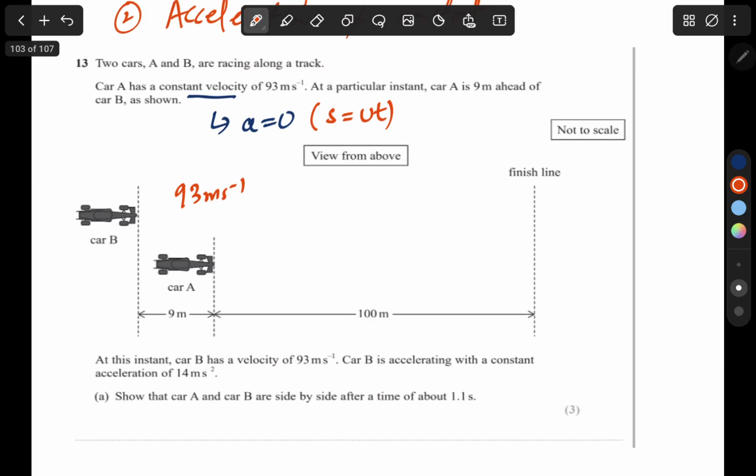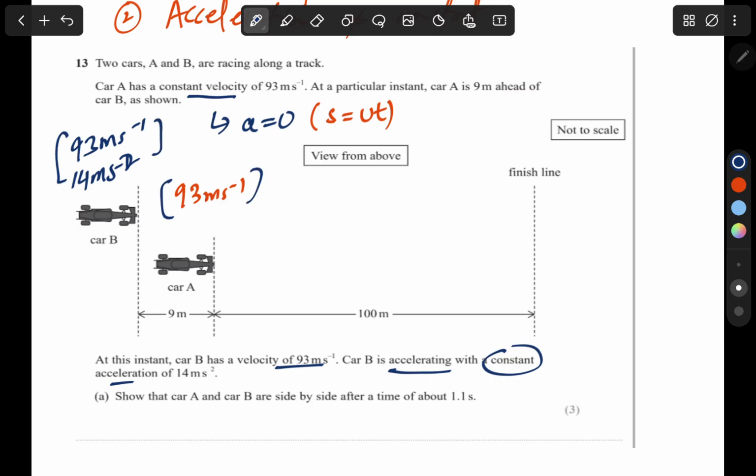Okay, the next thing you have to be careful with is that at an instant car B has a velocity of 93 meters per second also. Car B is accelerating with a constant acceleration, which means you can use the equations of motion for constant acceleration, 14 meters per second squared. Right, so this is the information we have been given.